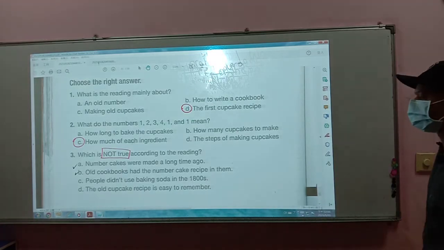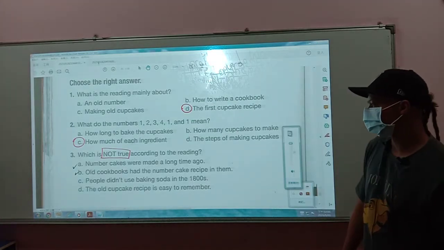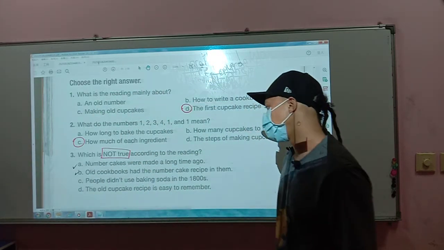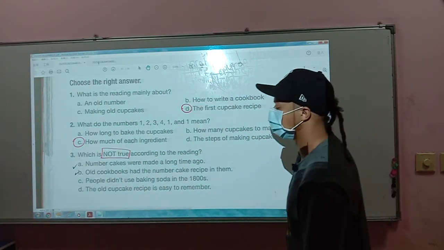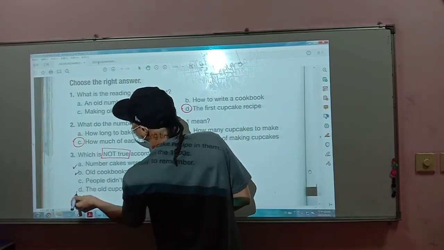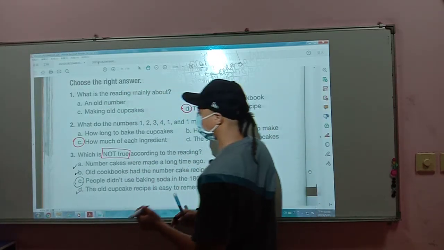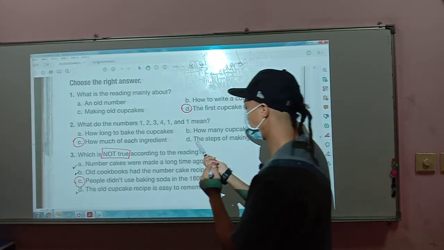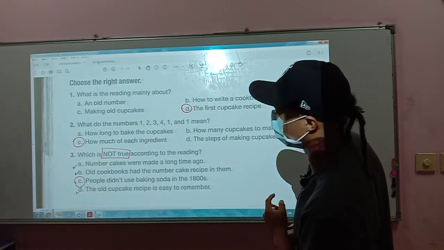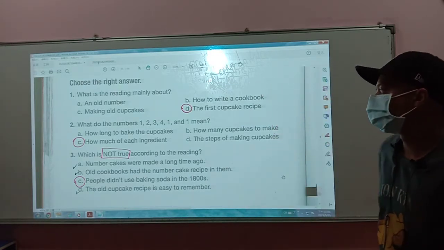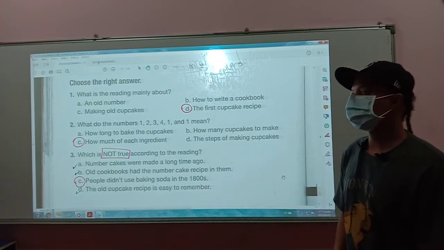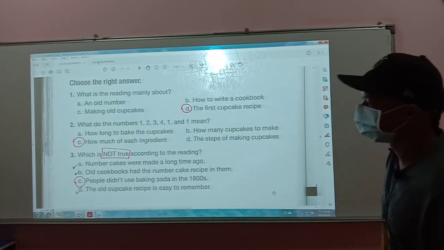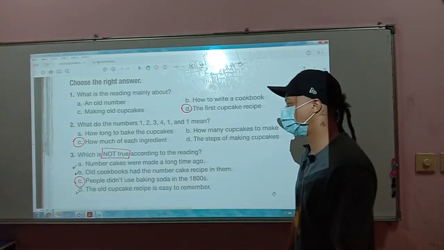People didn't use baking soda in the 1800s. I don't know. And number 4, the old cupcake recipe is easy to remember. Is it easy? Of course it is. And of course the answer is C. Okay, people didn't use baking soda in the 1800s. That is wrong, because in the first cookbook they said that the last step is to add baking soda. So yeah, they definitely had baking soda in the 1800s.